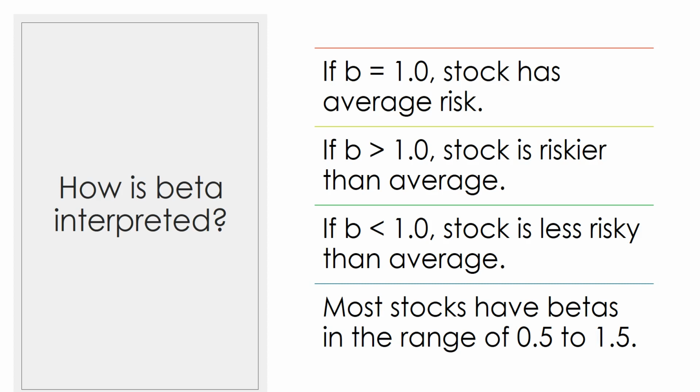So if beta is equal to 1, the stock has average risk. If it's greater than 1, the stock is more risky than average. If it is less than 1, then it's less risky than average. Most stocks have betas from 0.5 to 1.5.